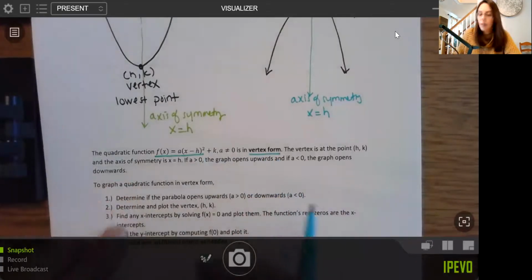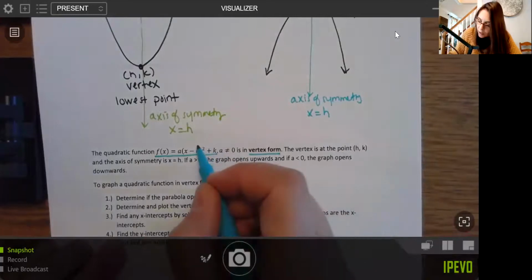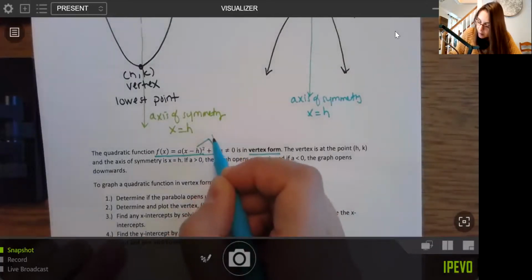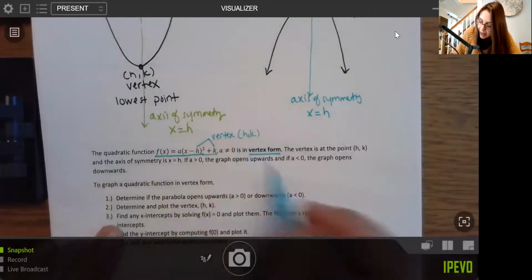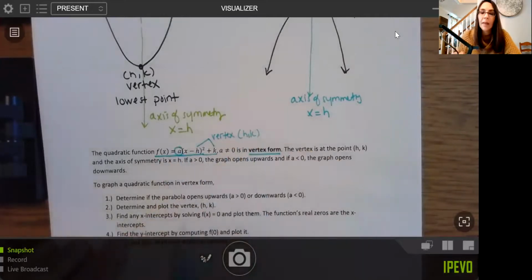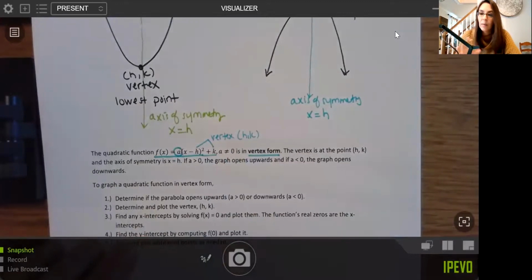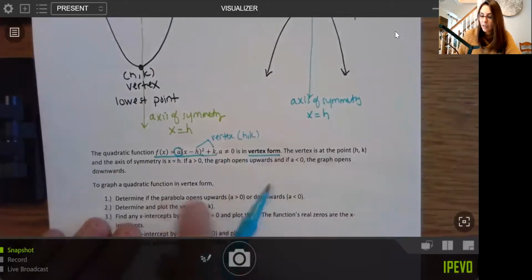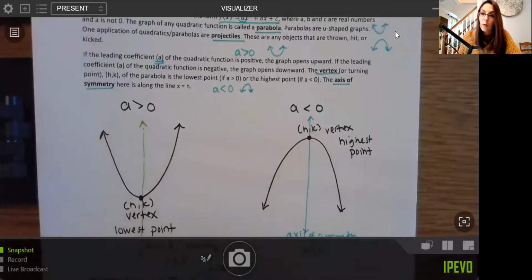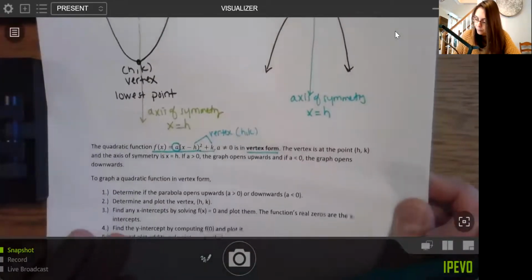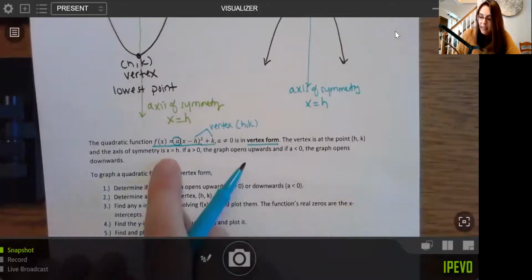The reason we call it vertex form is because you're able to pick up the vertex very quickly. So that h and k value right here give you that vertex point. And then that a value that's out front is the same a that we saw above. So it's actually the same exact a value, and it works just like it does here. If a is greater than 0, it goes up. And if a is less than 0, then your graph goes down. You saw that same axis of symmetry.